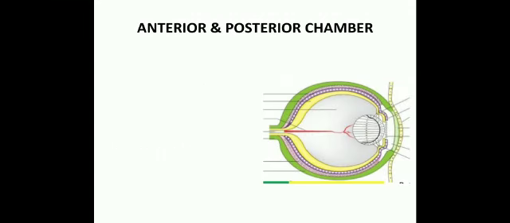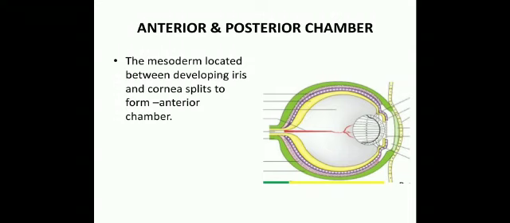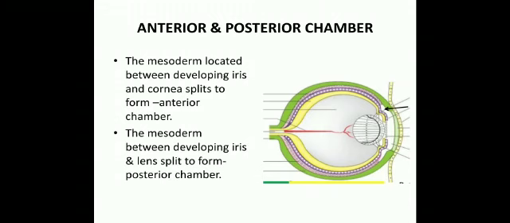So, now the anterior and the posterior chambers of the eye. The mesoderm located between the developing iris and the cornea splits to form the space called the anterior chamber. The mesoderm anterior to this space forms the substantia propria of the cornea and the mesothelium of the anterior chamber. The mesoderm located between the developing iris and the lens splits to form a space called the posterior chamber. So, the anterior segment of the eyeball is divided by the iris into the anterior chamber and the posterior chamber.